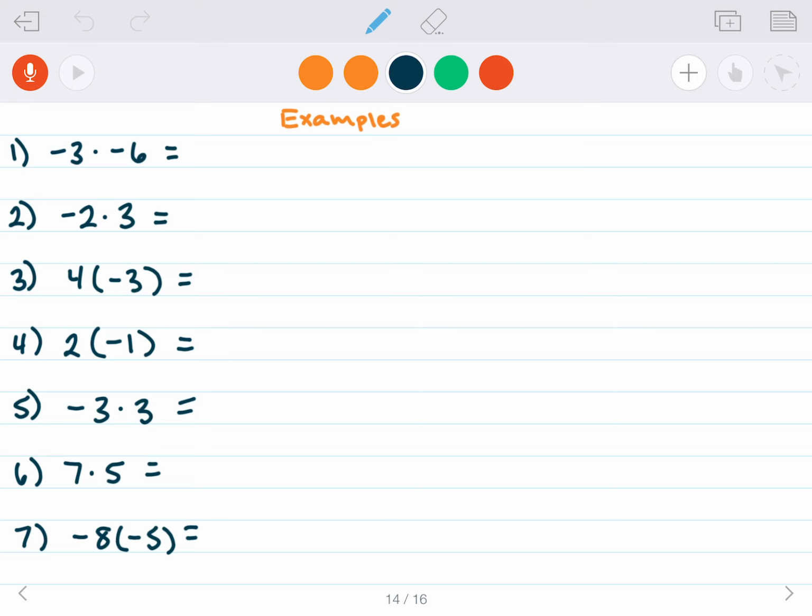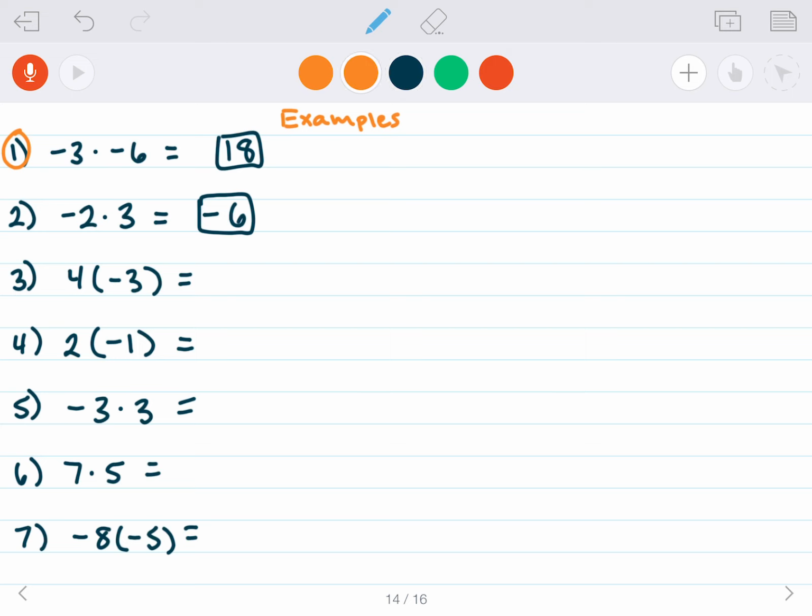So let's do some examples. So our first example, we have negative 3 times negative 6. Well, we know 3 times 6 is 18, and a negative times a negative is a positive. So positive 18. Number 2, negative 2 times 3 is a negative 6 because a negative times a positive is negative.